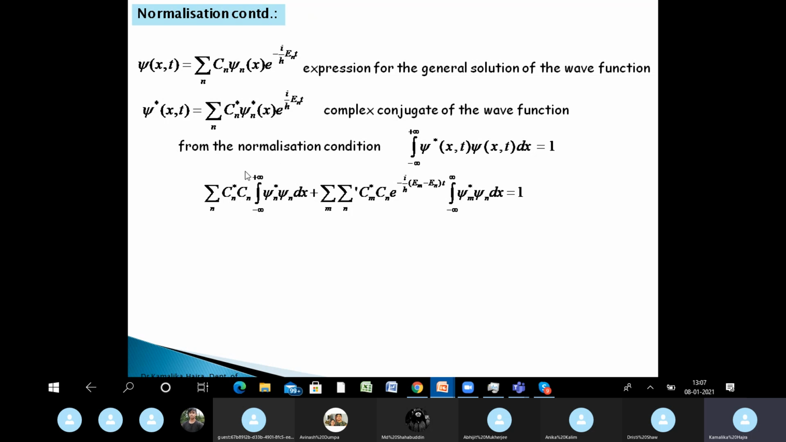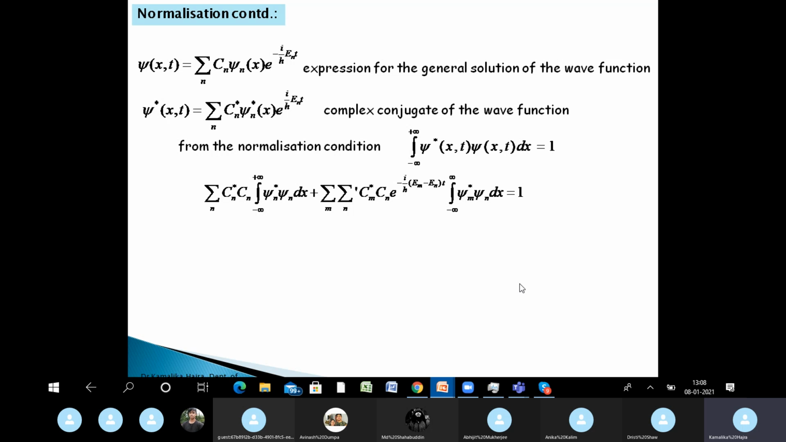Okay. Cn star Cn integration minus infinity to plus infinity psi n star psi n dx, plus these are for conditions where both the solutions belong to the same integer n. But it might not always be the case. There will be cross terms also. Okay. And then the second term arises. We have a double summation, summation over m, n, Cm star e to the power minus i by h cut Em t, Cn e to the power plus i by h cut En t, integration psi m star psi n dx equal to 1.